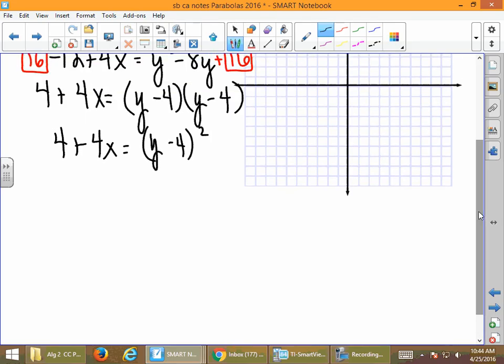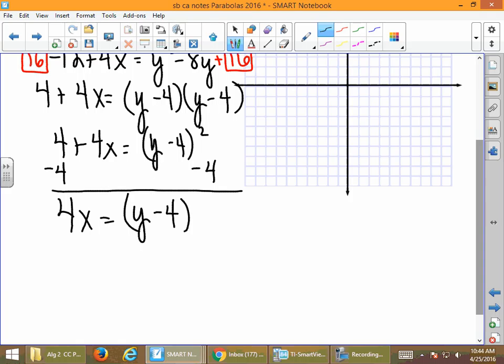We can move this constant 4 to the other side. And we end up with 4x equals y minus 4 squared minus 4. I'm sorry that there's so many 4's in there.